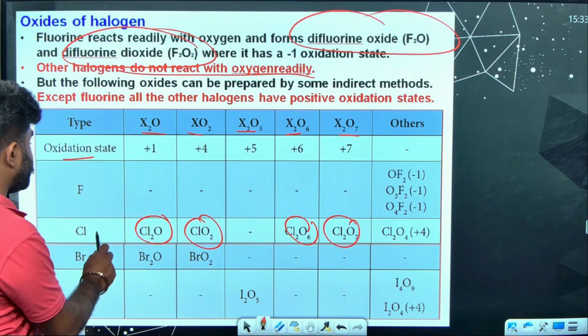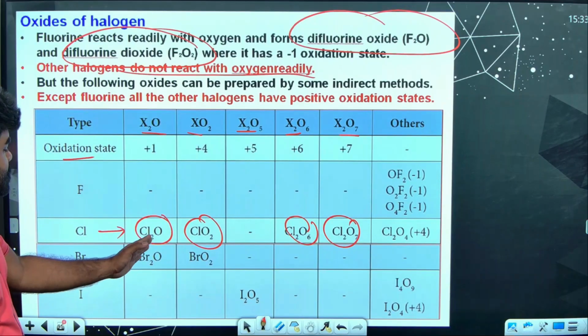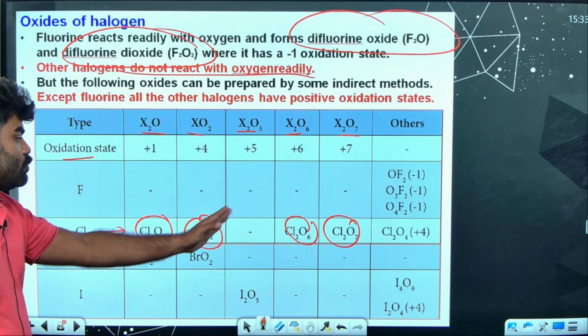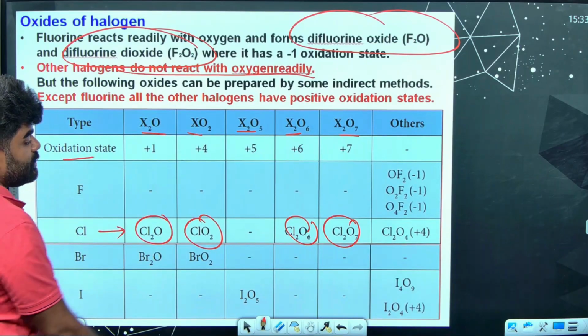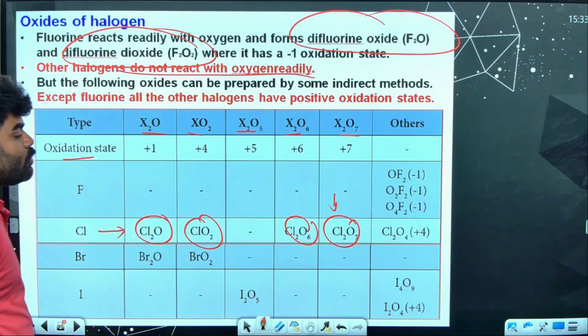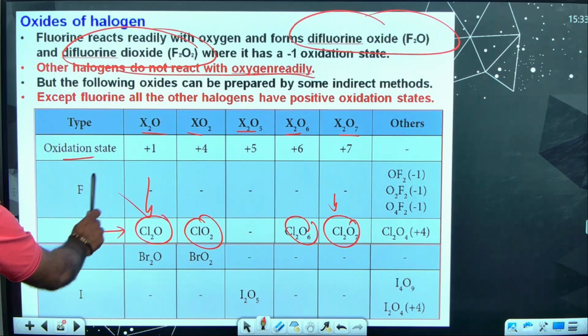Now if you take the oxides of chlorine, you have Cl2O, ClO2, Cl2O6, Cl2O7 and Cl2O4. So this will be more acidic compared to this. Okay.